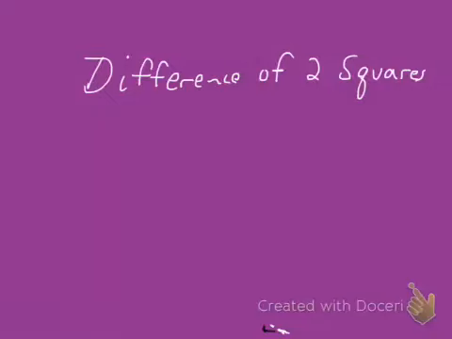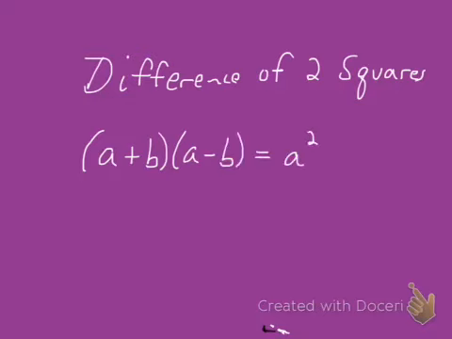Okay, the difference of two squares is exactly what it sounds like. Difference means subtract, and you would have two things that are being squared that are being subtracted. I would like for you to write this down, and let's take a look at what you see. What's different about them?